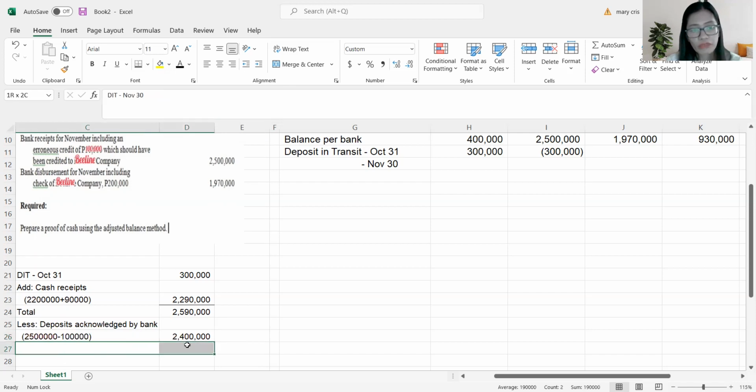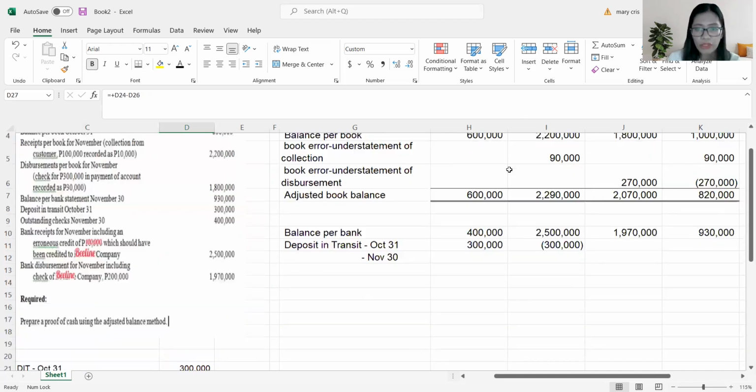So that's 2,400,000. The total deposits of the entity to the bank for this month is 2,590,000, plus of course the deposit in transit, which is expected to be credited or reflected in the bank account the following month. So that is our total deposited for this month minus what the bank acknowledged. So you have 2.4 million, and your deposit in transit as of November 30 is 190,000.